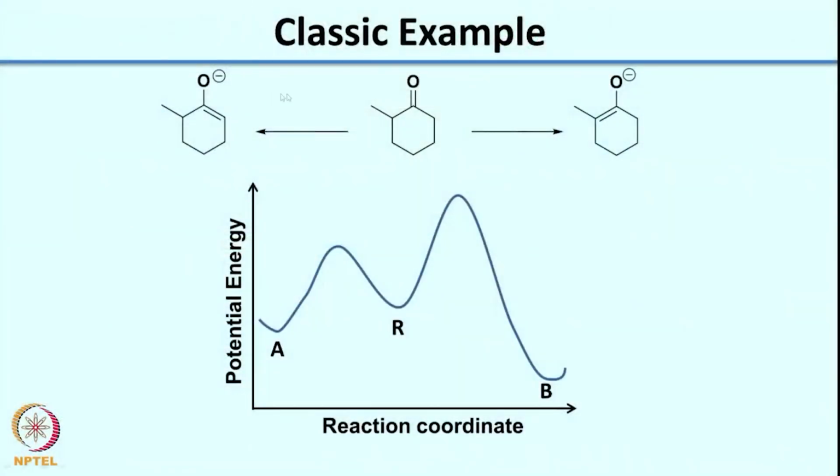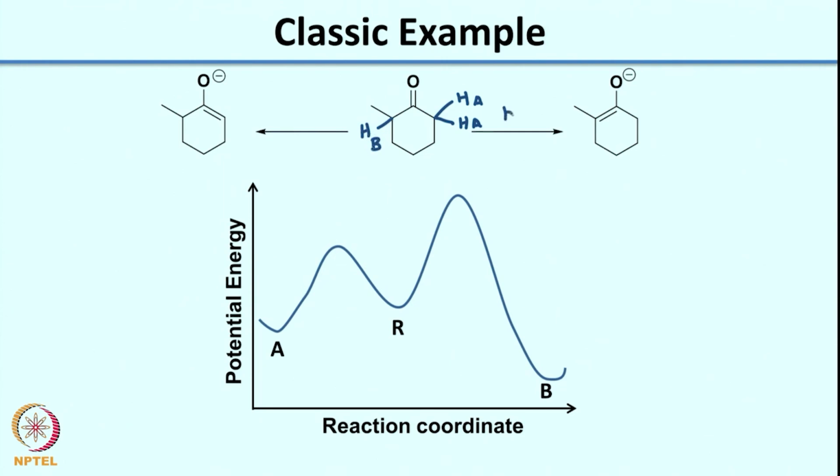One of the classic examples for kinetic and thermodynamic control is deprotonation of the acidic alpha hydrogen next to a ketone to give you an enolate. So if you see this, there are two acidic hydrogens. If you consider this ketone here, you have two similar protons, let us call them Ha. Similarly, here you just have one, we can call it Hb.